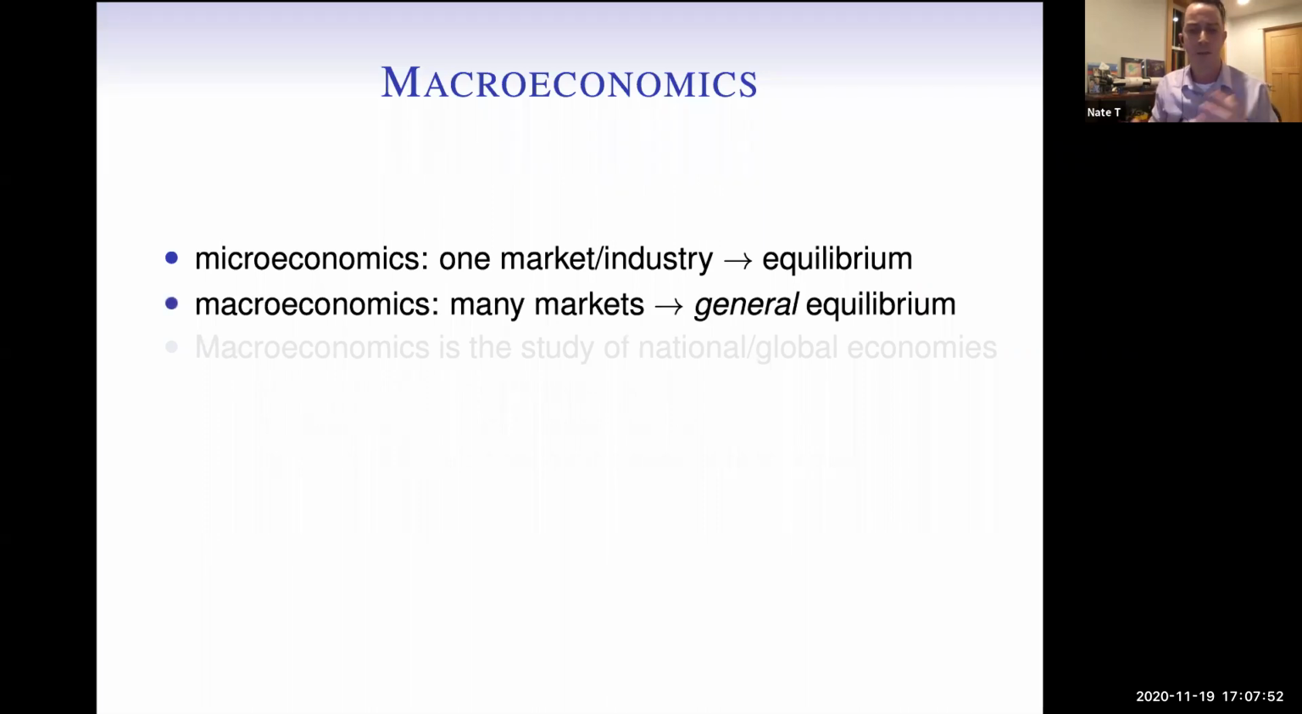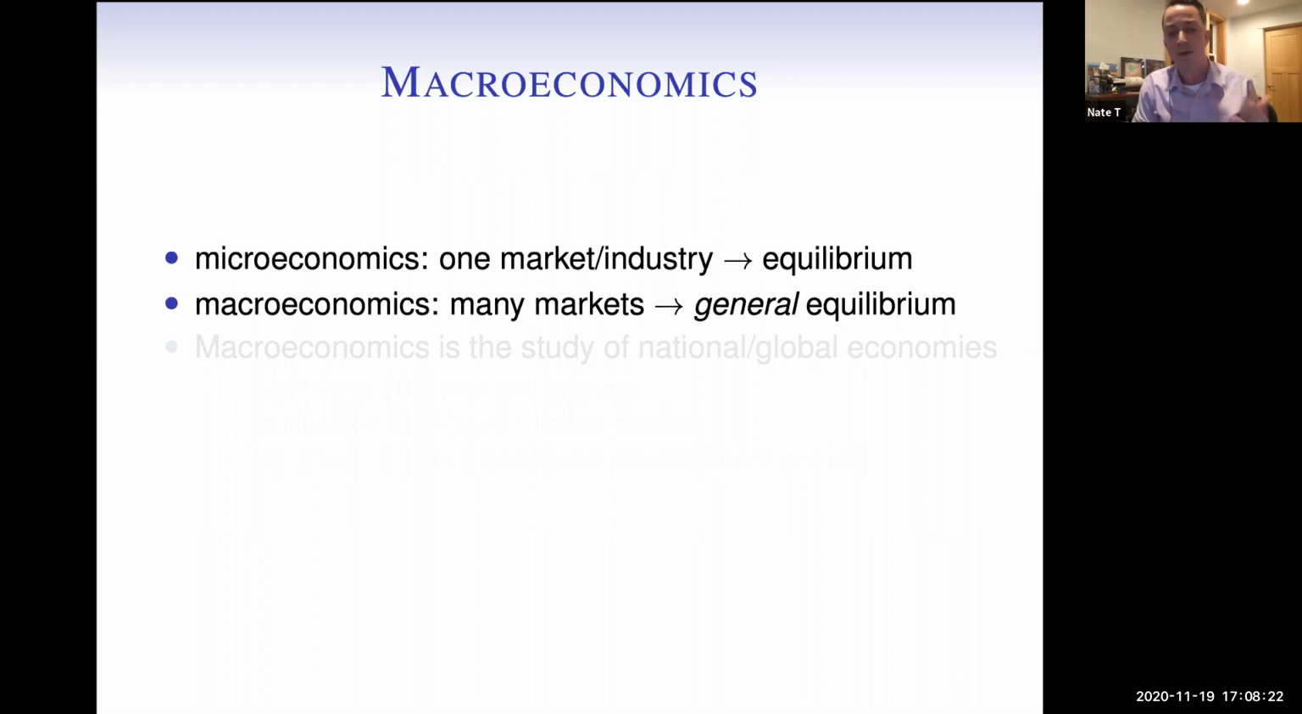Macroeconomics is having many markets, and many markets could be households supplying labor, firms employing household labor, governments enacting policies that maybe provide unemployment benefits and affect the labor market. So you have many markets. I was just talking about labor, but you could also have capital markets, buying and selling capital between companies, or financial markets, financial assets.